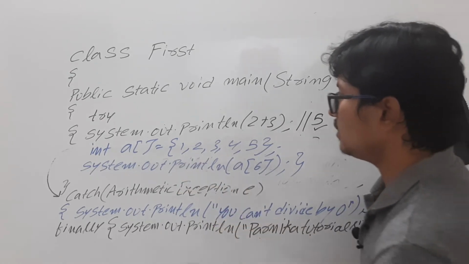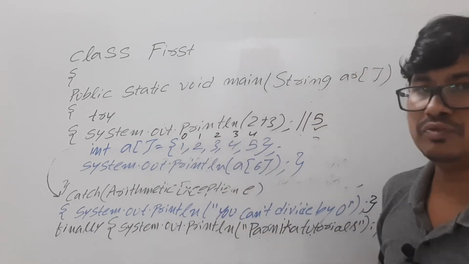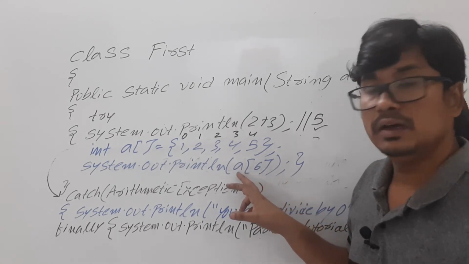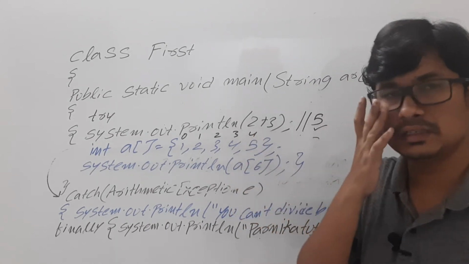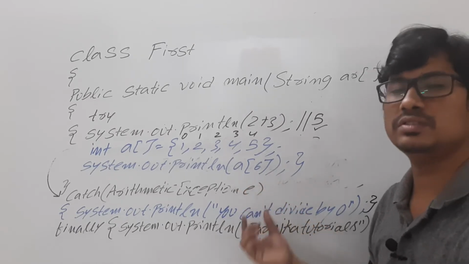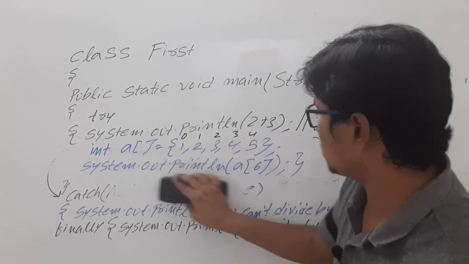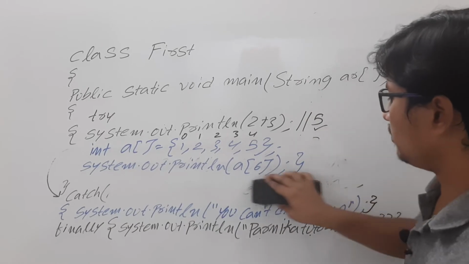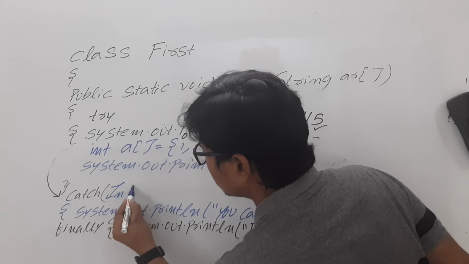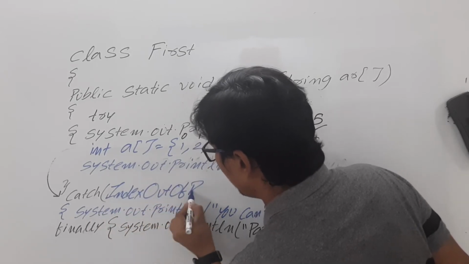But look here, the array index will start from 0, 1, 2, 3, 4. So up to the 4th index only is there in the array A, but you are trying to print a value which is there at index 6 in the array A. So that is an index out of bounds exception. So you need to write the corresponding exception. Now in place of arithmetic exception, I will write that one. Okay, is it clear?